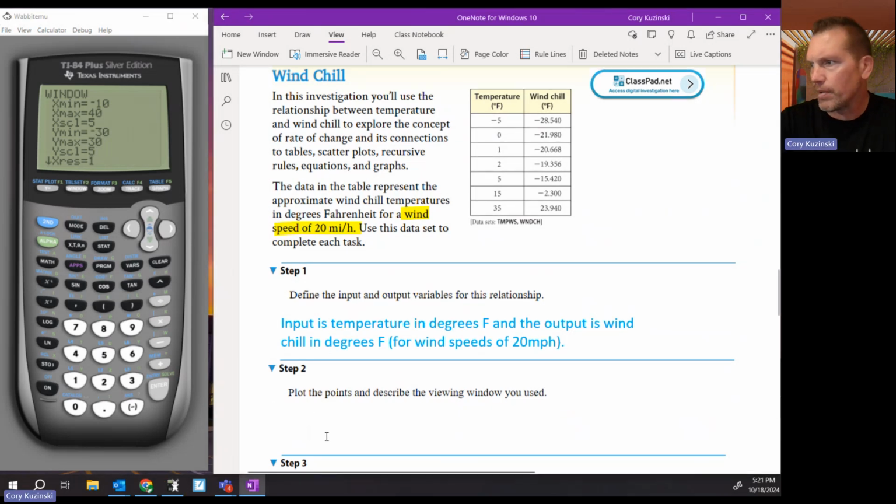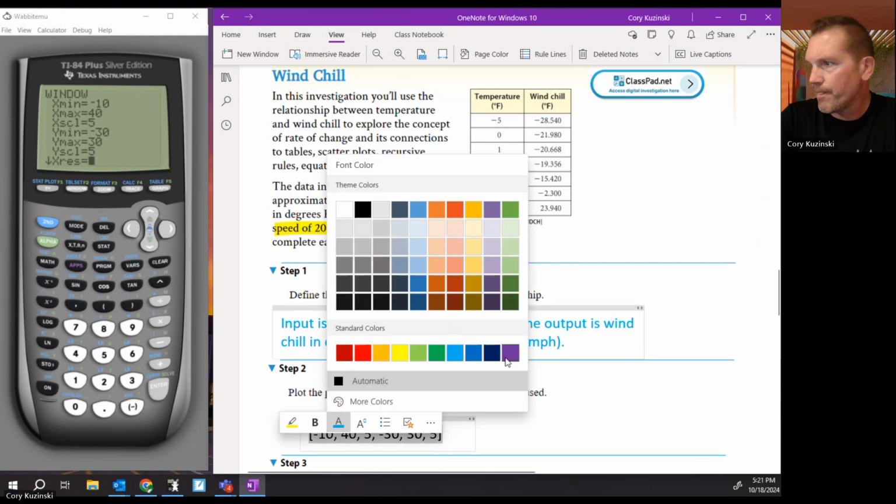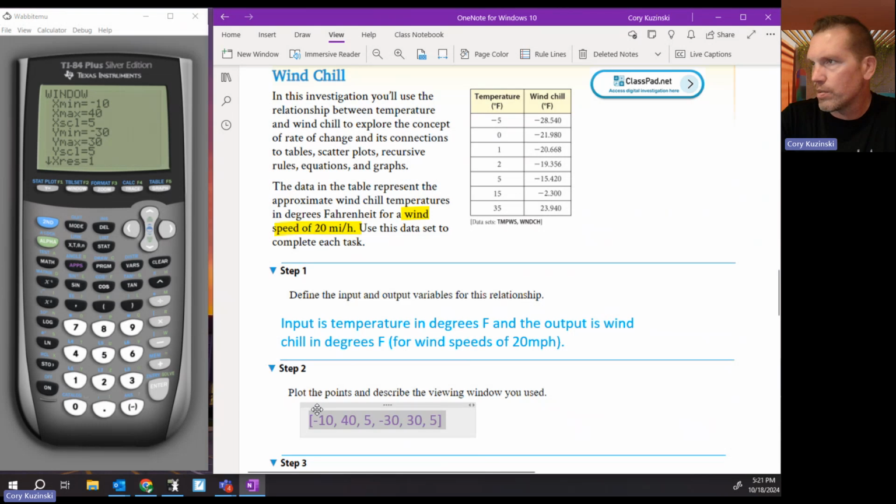So when they say talk about or describe the window you used, we can just put it like this. We can put a brace and we'll just type in those numbers. Negative 10 to 40 scaled by fives and negative 30, positive 30 scaled by fives. I think that's kind of how the book shows it in other instances. There we go. So there's our window, scatter plot, graph it.